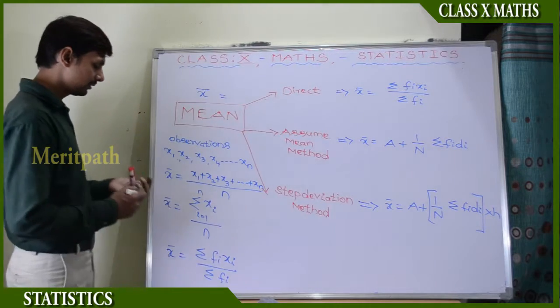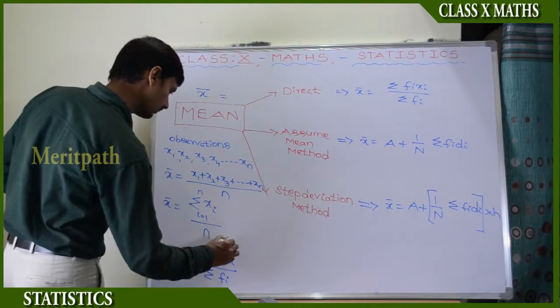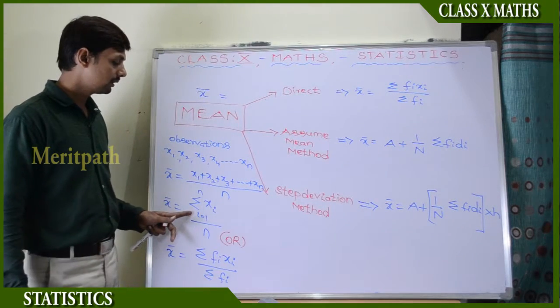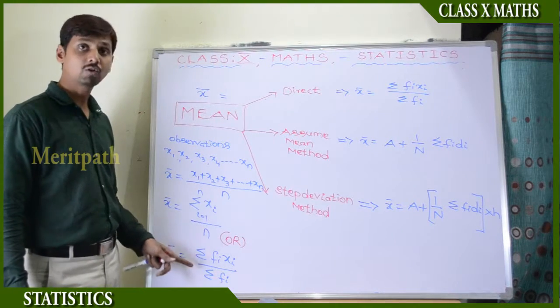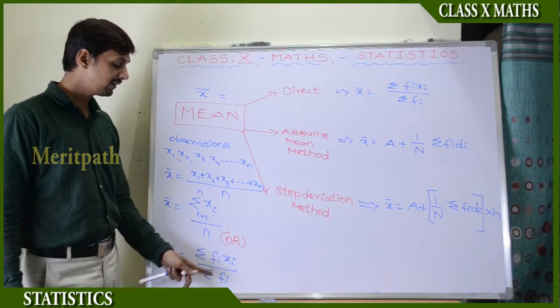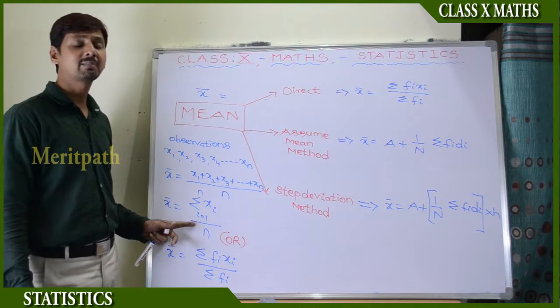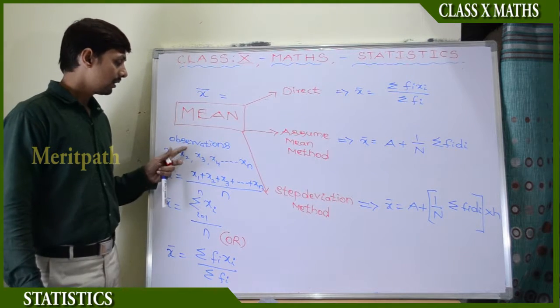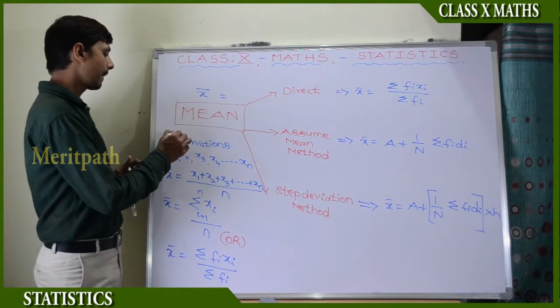So this is the mean of the grouped data. The mean of grouped data is sigma fi xi by sigma fi. This can be used for grouped data, while the observations of these are ungrouped data.